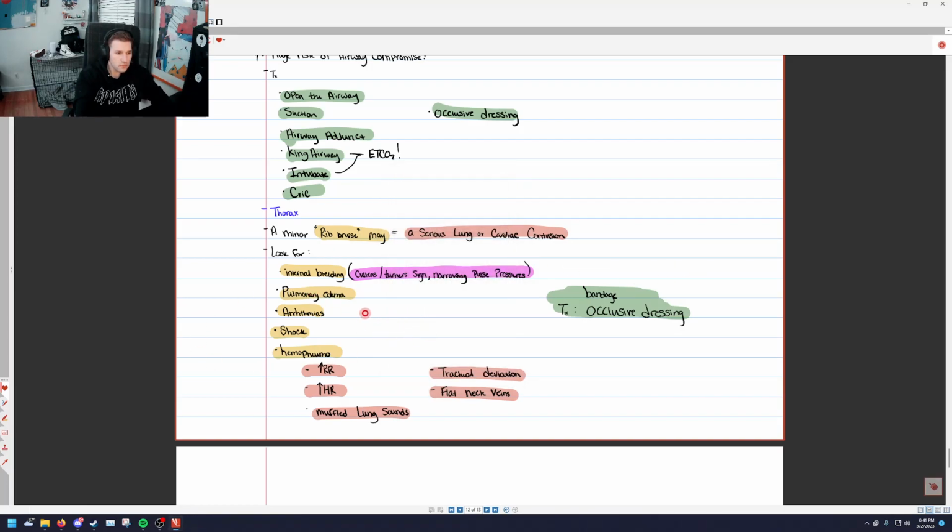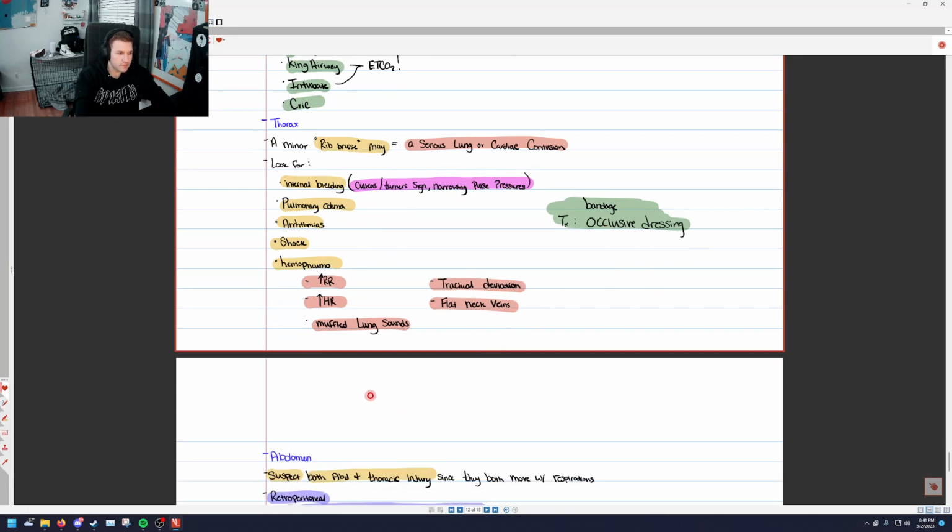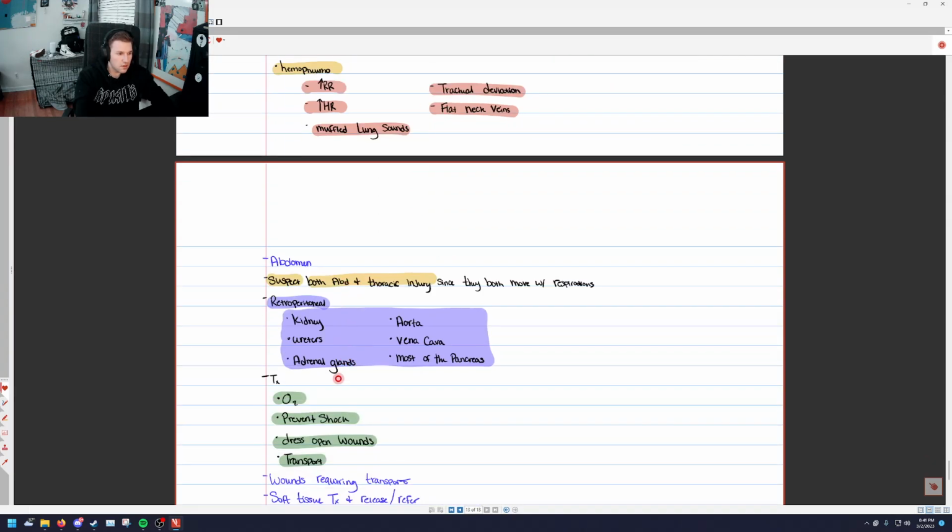So anything to the thorax or the neck, we're going to use an occlusive dressing. Hemopneumo, big signs are going to be muffled lung sounds, tracheal deviation. It's going to be contralateral, so if we have our busted lung right here, we'll have a shift like that within our trachea and flat neck veins.